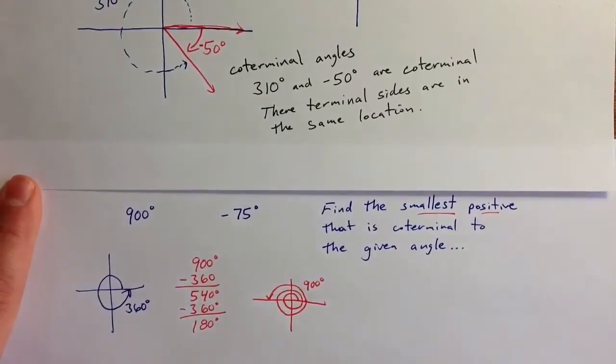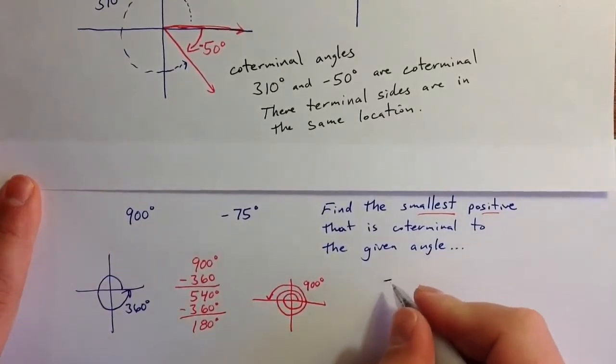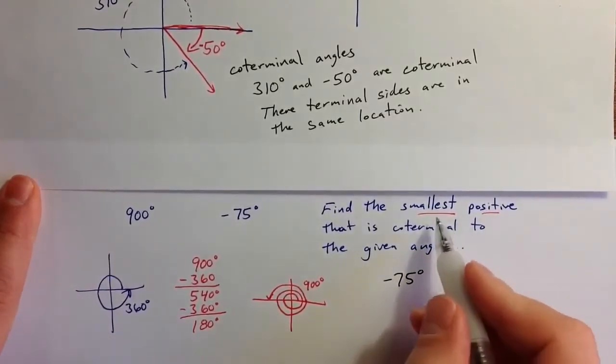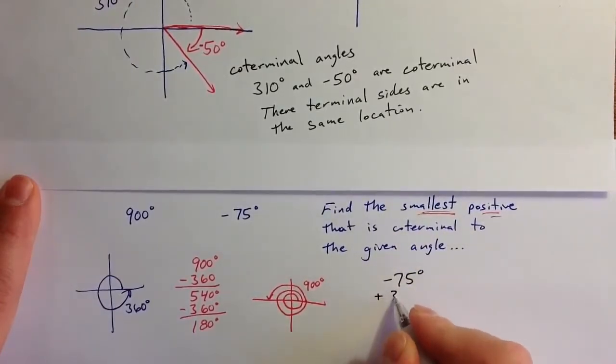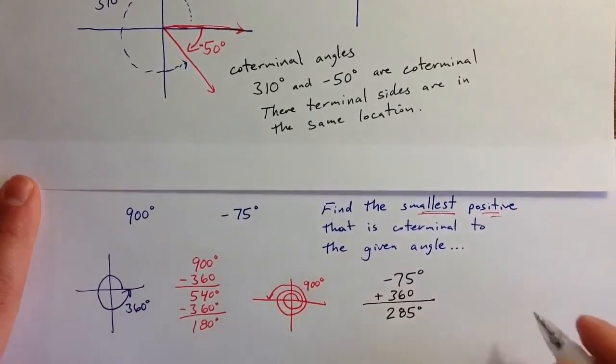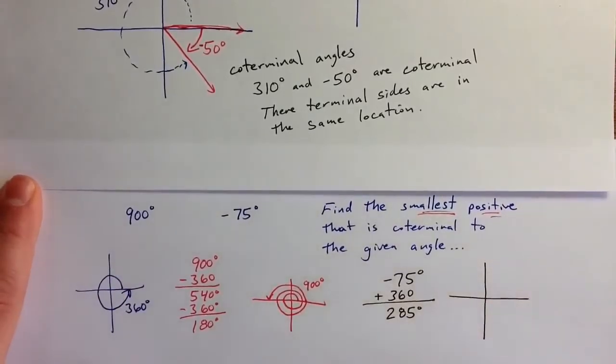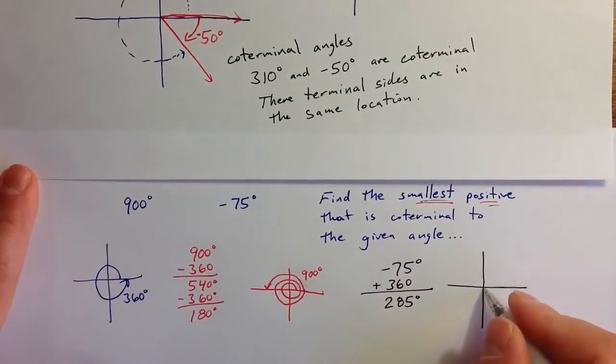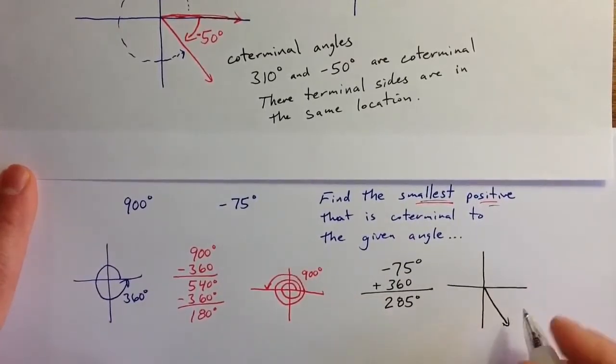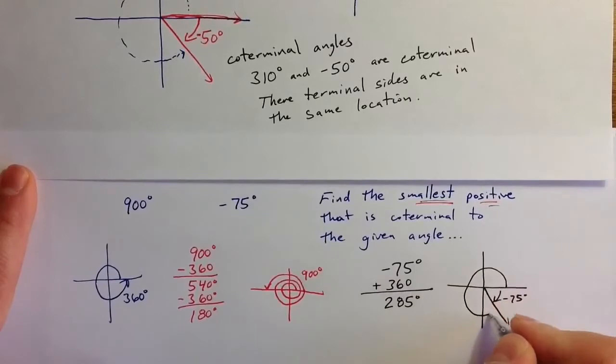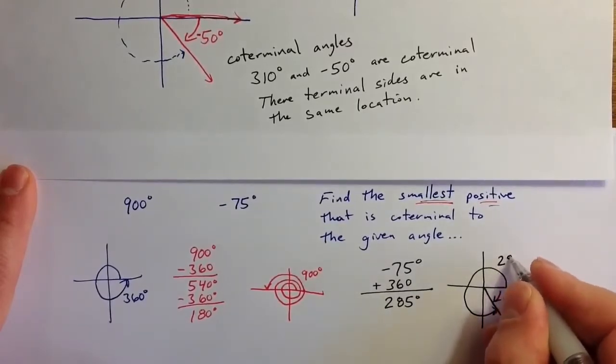Negative 75, in a similar way but a little bit simpler, we can take negative 75 to get a positive angle. I can add 360 to that. So we end up with 285. And thinking about that in a diagram, negative 75 would be similar to negative 50. The terminal side is in the 4th quadrant, and we can get to that same spot by a positive rotation of 285 degrees.